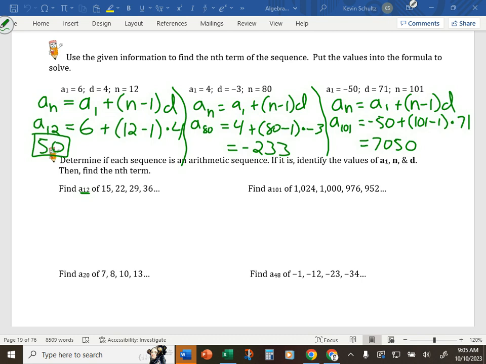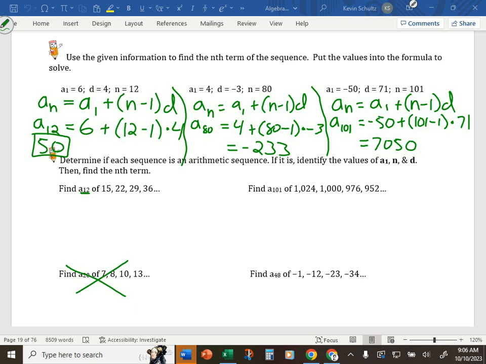Next one. Find the 20th term of 7, 8, 10, 13. Is that an arithmetic sequence? No. Why not? Because it goes up 1 and then up 2 and then up 3. What would you put in for D? What's the common difference? There isn't one. The pattern isn't common, so you cannot use the arithmetic sequence formula for that question. It will not work, so there's nothing to do there. Just cross it out.